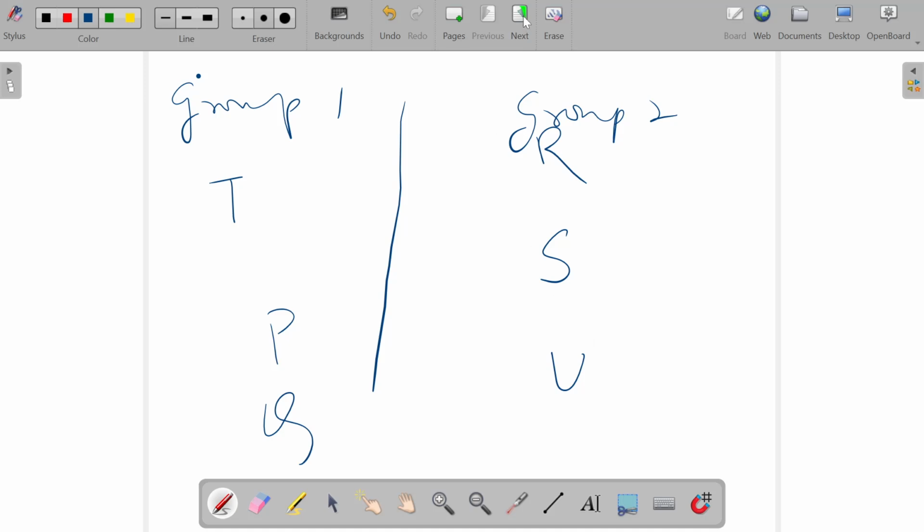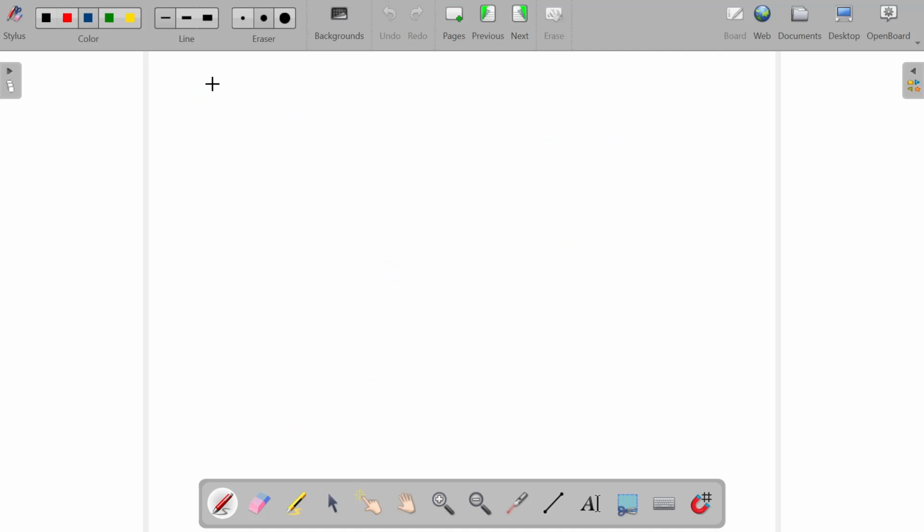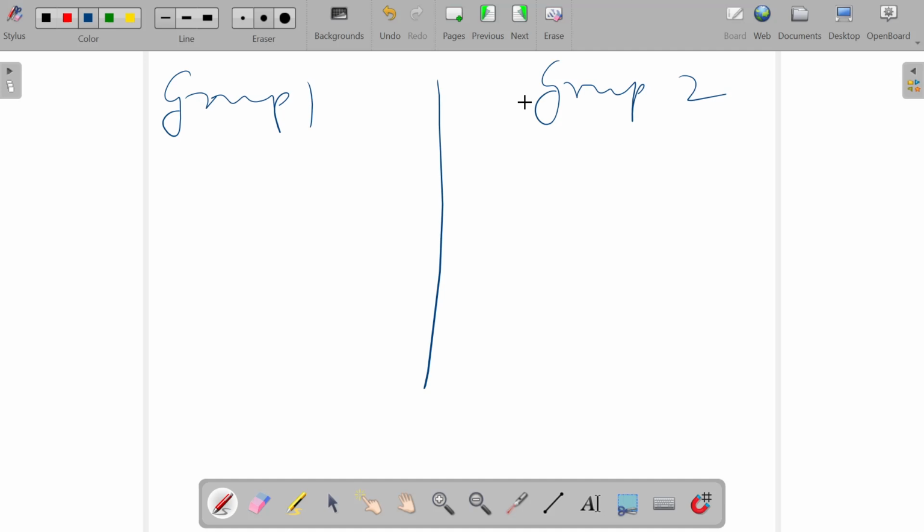Okay, so let's change the arrangement. So let's make the table again. Group 1, group 2. What is given? T must be in group 1. Now we see we cannot put P and Q together in group 1. So let's put them together in group 2.